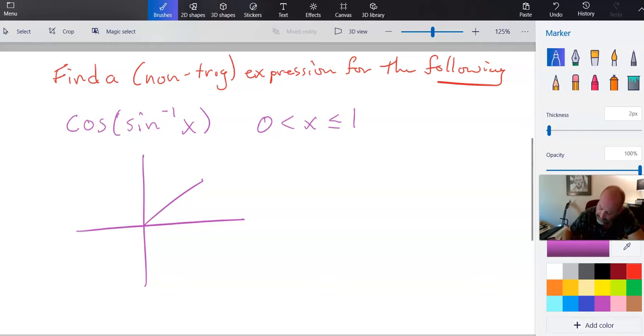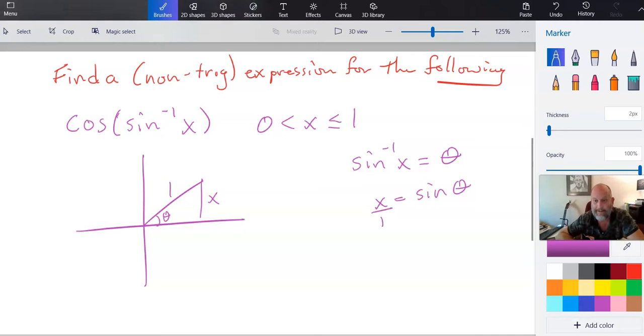Now let's take a look the same way we did last time. If sine inverse of x is equal to theta, right? Because any of the inverse functions are equal to an angle. That means x is equal to sine theta. And remember, sine is opposite over hypotenuse, right? So that means I have an x over 1. So if I call this theta, that means that this side is x and this side is 1, right?